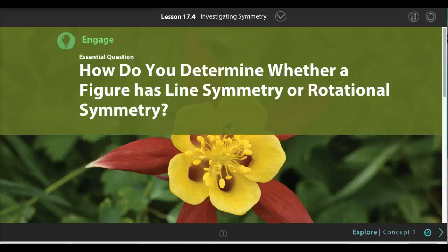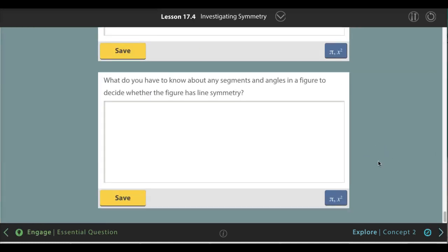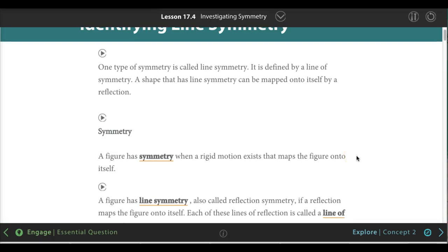And so here's the easiest section of the whole module. We're investigating symmetry. How do you determine whether a figure has line symmetry or rotational symmetry? Very simple stuff. Let's take a look. If you go to the very top over here, what is a symmetry?